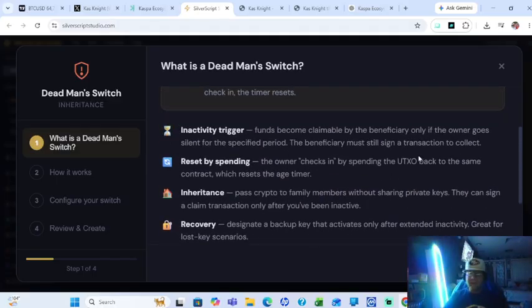Funds become claimable by the beneficiary only if the owner goes silent for the specified period. And you can put the parameters in there, and I'll show you that in a minute. The beneficiary must still sign a transaction to collect.